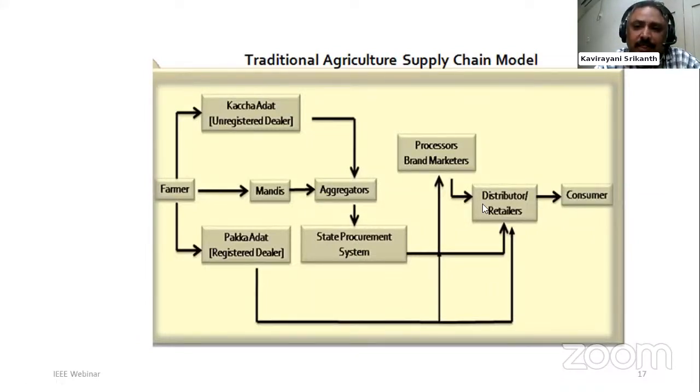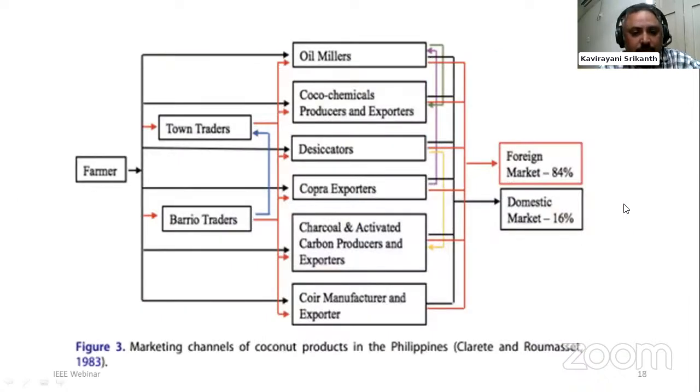Now, if I look at the traditional agricultural supply chain, we would have a farmer and a consumer, and there will be unregistered dealers, registered dealers, mandis or small markets, procurement systems, and then retailers and all. And if I move to a product like coconut, which is a natural product, you will have similar exporters, producers, desiccators and all. But this being a natural product will not have a big problem.